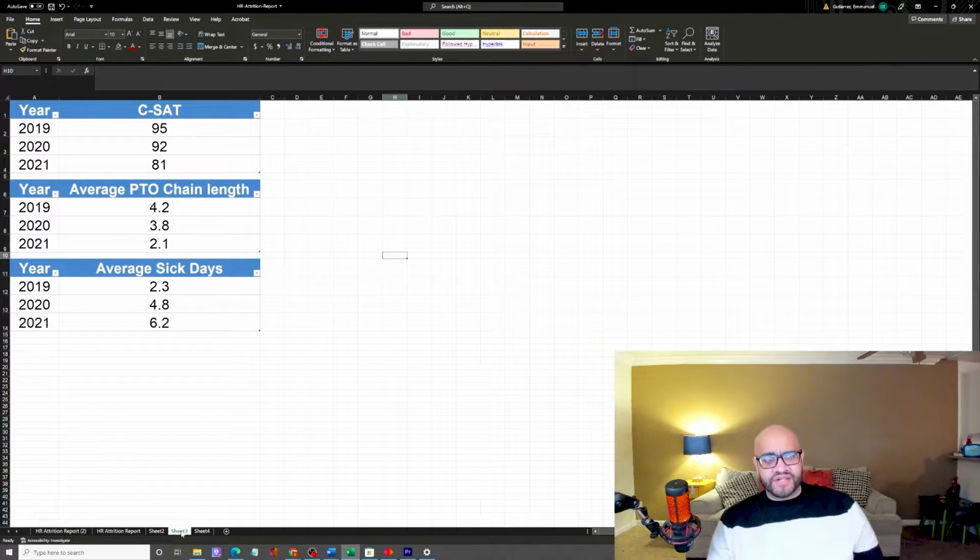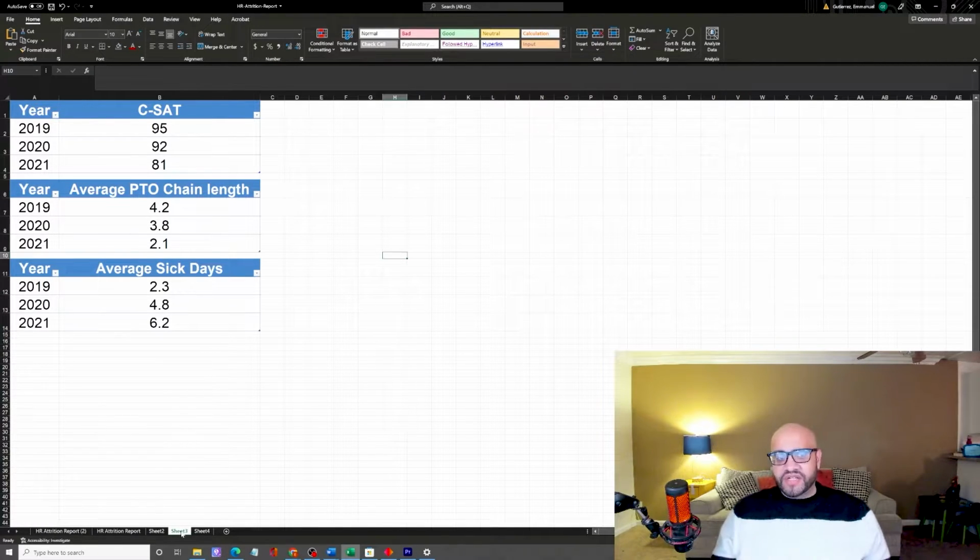So if you look at the sample data that I have here, CSAT 2019, 95, 2020, 92, and all of a sudden 2021, 81, that would be a big red flag that employee morale may be on the decline. As part of your root cause analysis, you definitely should check on employee morale.